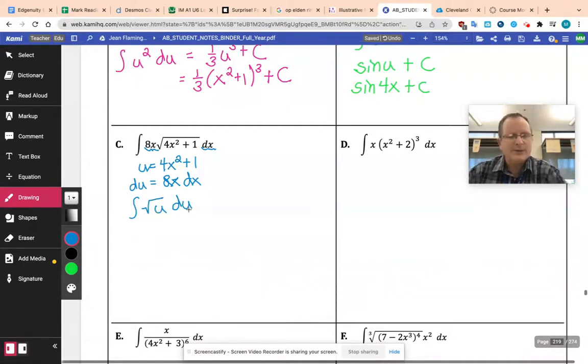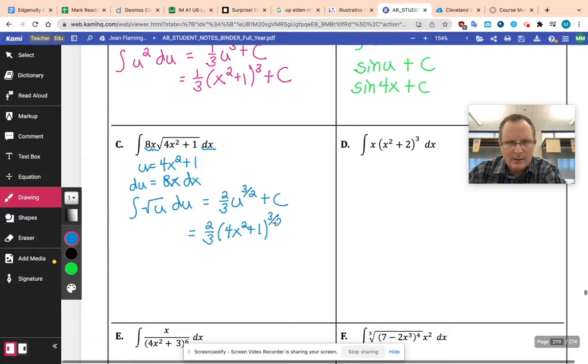All right, let's do that then. Our new exponent is going to be 3/2, as we mentioned earlier. Divide by the same, plus an unknown constant. And then going back, this cannot be the answer because our original problem was all in terms of x. So it would be 2/3 times 4x squared plus 1, because that's what u was, to the 3/2 power, plus c.